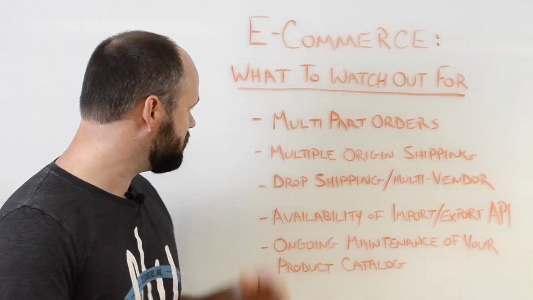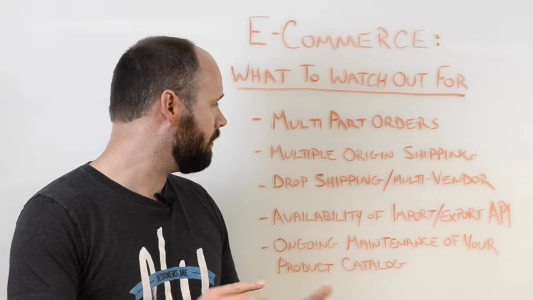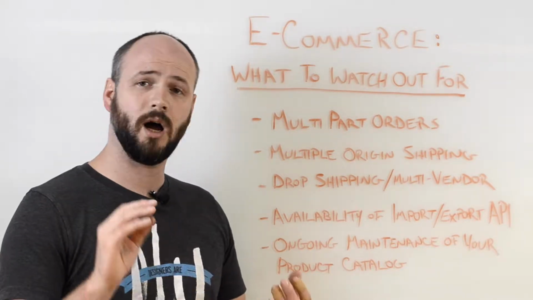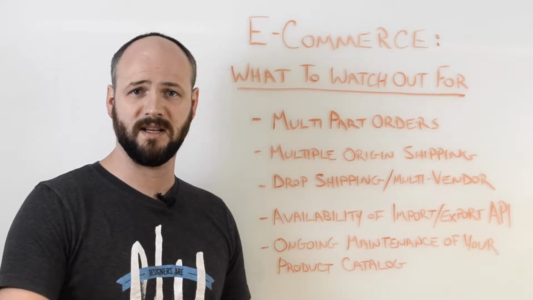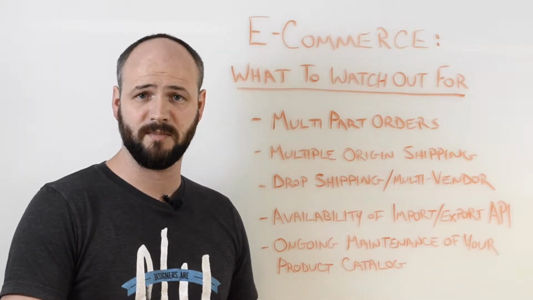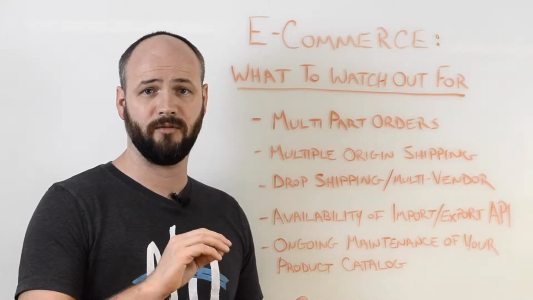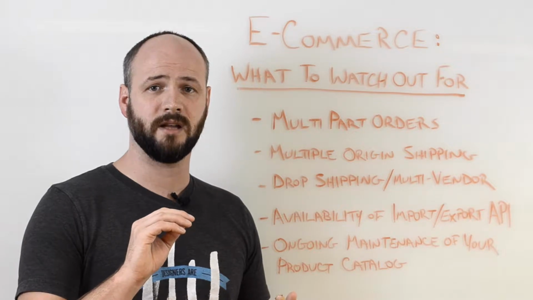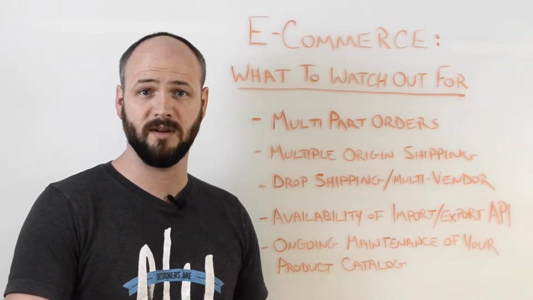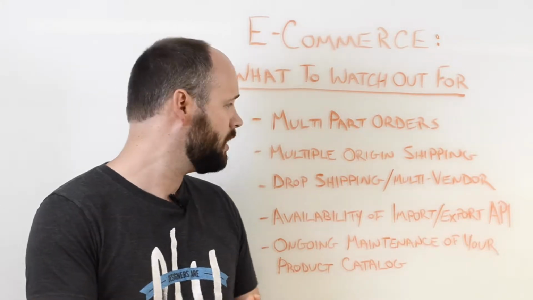So some things that jumped out at me right away as things to pay special attention to are multi-part orders. This is any time you've got an order that's going to ship in different pieces. It could ship in different pieces because of different availability of the items. They could come from different vendors, and who fulfills those orders could be different. If you're doing drop shipping, someone else could be fulfilling part and you're fulfilling part.